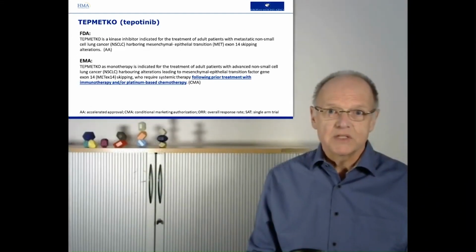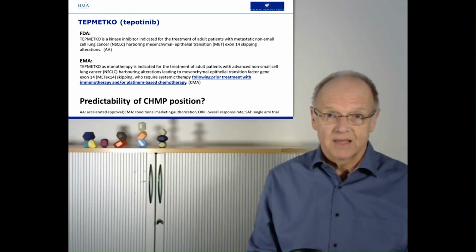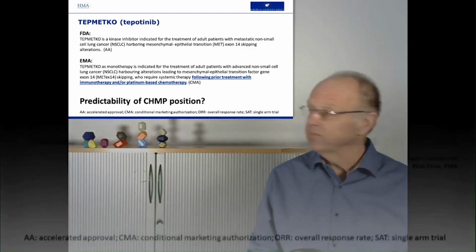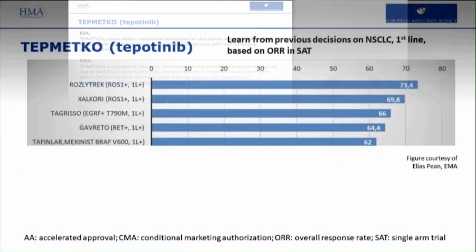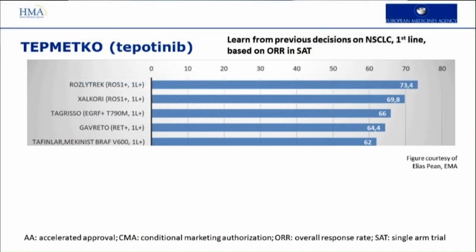Let's see if this could have been predictable by looking at previous CHMP decisions for targeted therapies for non-small cell lung cancer based on response rates. Here you see the response rates that were submitted in previous positive decisions, including the example for Tagrisso we had earlier today. Previous positive decisions were based on a range of 62% to 73% response rate in the indication of non-small cell lung cancer first line.